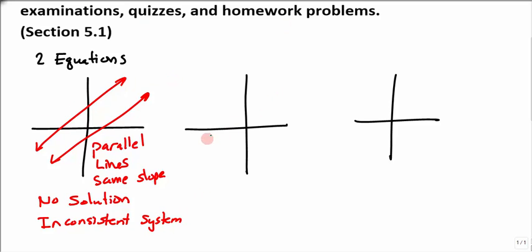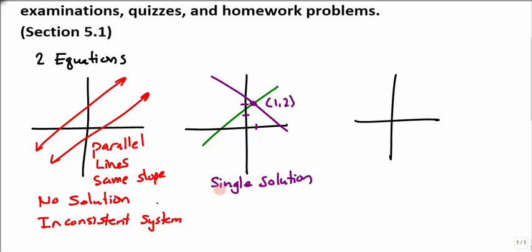Another situation that we could have is I could graph my two lines, and my two lines intersect at a particular point. So we could say that this is the point, let's say 1, 2. So this has a single solution, and this is the usual typical case that you'll see. Now if this was inconsistent, this is called a consistent system. That means a solution exists.